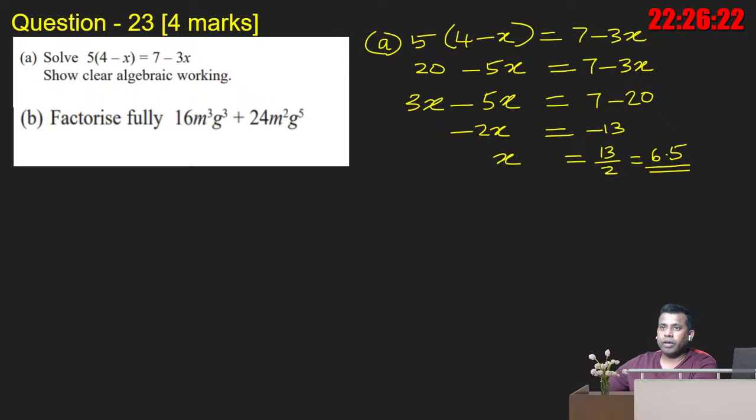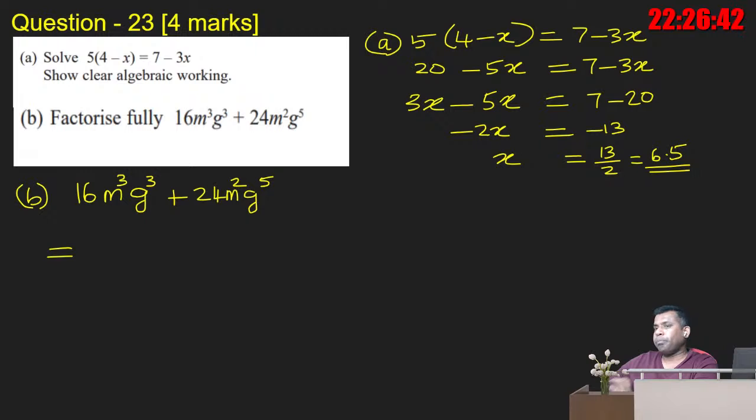X equals 6.5. So B part, factorize fully: 16m cubed g cubed plus 24m squared g to the 5. Now we need to find the proper factors for this one. So 8 is the factor for the 16 and 24. M squared and m cubed, you can take the m squared out. G cubed and g to the 5, you can take the g cubed out.